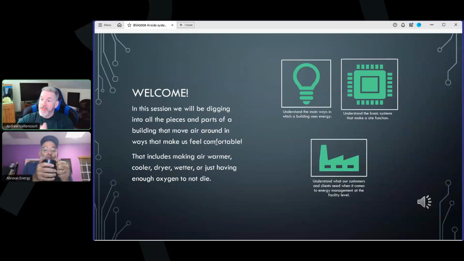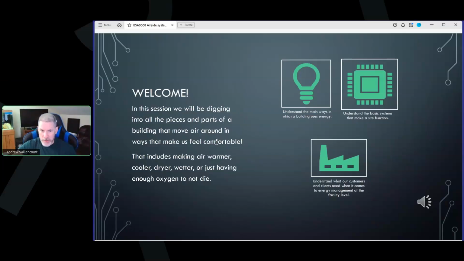We're going to be digging into all the pieces and parts of a building that move air around in ways that make us feel comfortable, because that is literally the only reason to heat or cool a building, is so the people inside will be comfortable enough to do all of the things that generate profit for whoever owns the building. Air warmer, cooler, drier, wetter, or just having enough oxygen to not die. Turns out there's rules about that.